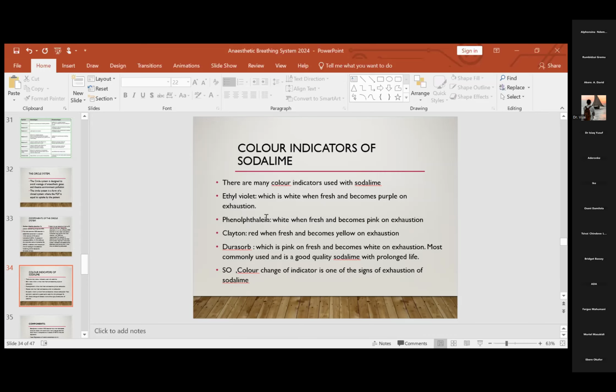So next time you go to theater, look at your soda lime absorber and check whether it's still fresh or it's almost being used up. This is important because if your carbon dioxide absorbent is used up, your patient carries the risk of breathing carbon dioxide. So you can have carbon dioxide narcosis, and sometimes that's the reason why the patient does not wake up after anesthesia. There are other different types. We have phenolphthalein, which is white when fresh, becomes pink on exhaustion. Clayton yellow, Durasorb, and so many of them. So it depends on the ones you have in your center, but just make sure that you're able to differentiate between when your carbon dioxide absorber is fresh and when it's almost used up.